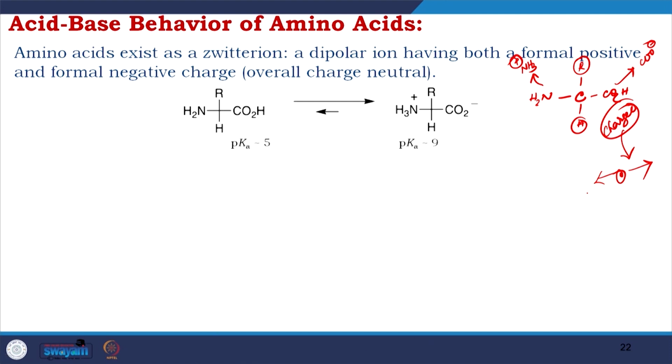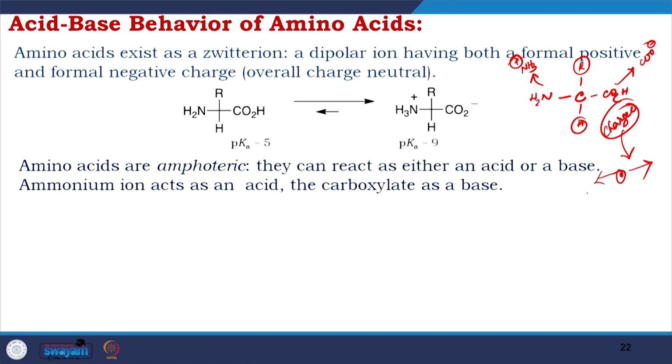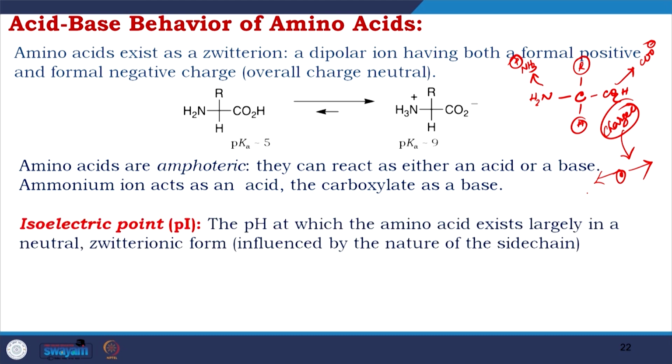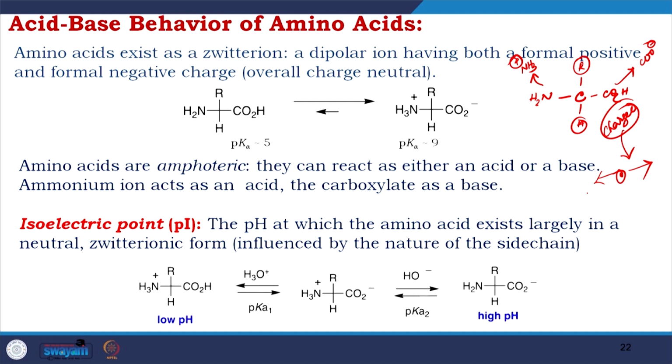As I told you, you look at the pK and see how they behave. They are amphoteric, they can react as either an acid or a base. The ammonium ion acts as an acid, the carboxylate as a base. What is the isoelectric point or pI? It is the pH at which the amino acid exists largely in a neutral zwitterionic form, influenced by the nature of the side chain, the 20 side chains we have.